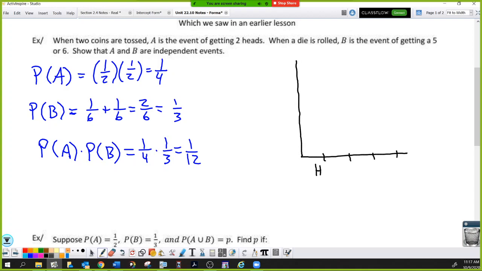So here is heads, heads. Here's heads, tails. There's tails, heads, and tails, tails. And on the left axis is going to be 1 through 6. 1, 2, 3, 4, 5, 6.